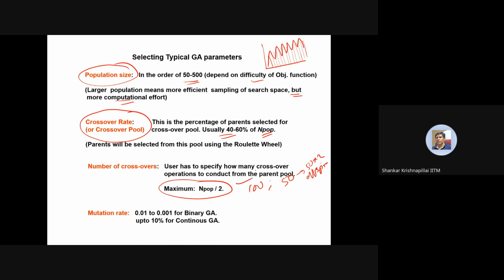And then mutation probability. So 0.01 to 0.001 for binary genetic algorithm and up to 10% for continuous genetic algorithm. So 10% for continuous genetic algorithm means 10% of the population is randomly removed and replaced with new members. Okay.